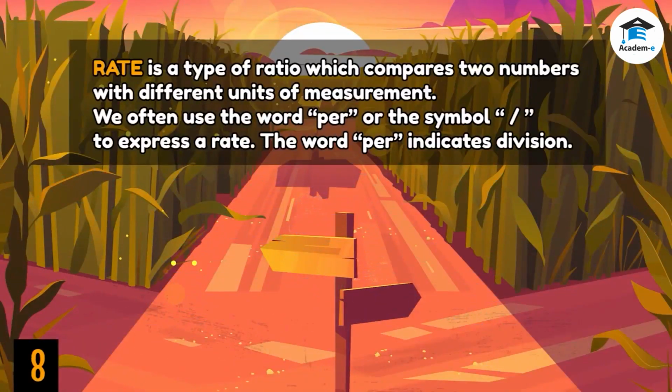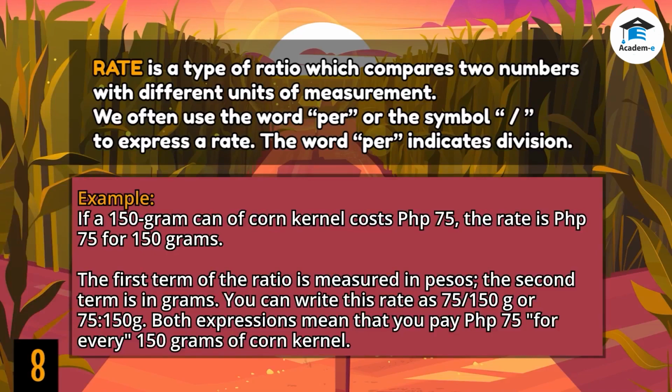Rate is a type of ratio which compares two numbers with different units of measurement. We often use the word "per" or the symbol to express a rate. The word "per" indicates division. Example: if a 150-gram can of corn kernel costs 75 pesos, the rate is 75 pesos for 150 grams. The first term of the ratio is measured in pesos. The second term is in grams. You can write this rate as 75 pesos per 150 grams or 75 pesos to 150 grams. Both expressions mean that you pay 75 pesos for every 150 grams of corn kernel.